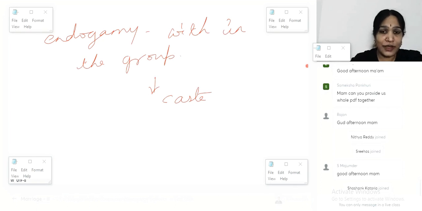Very good. Okay. So the same marriage can be exogamy plus endogamy both. With respect to caste, it is exogamy. With respect to religion, it is endogamy. Understood? So there is no marriage which is absolutely endogamy or absolutely exogamy. The same marriage is endogamy with respect to one factor and exogamy with respect to the other factor.